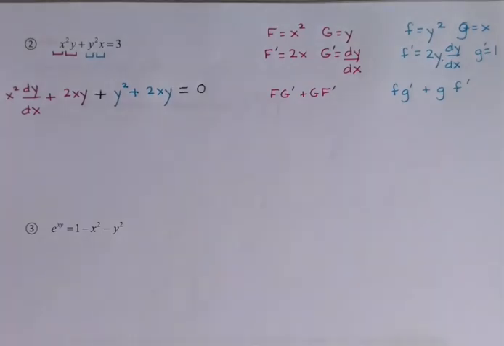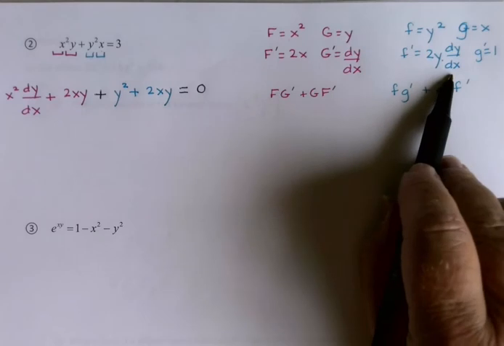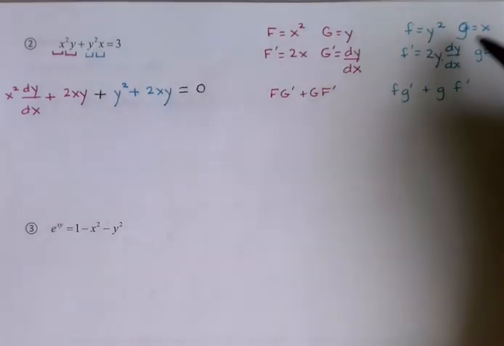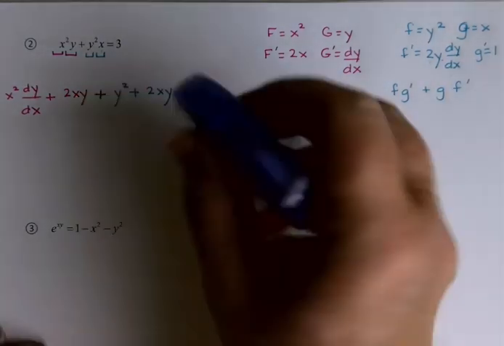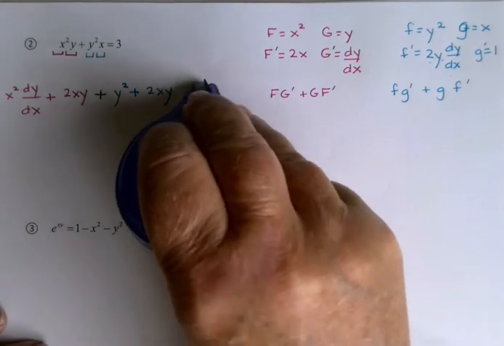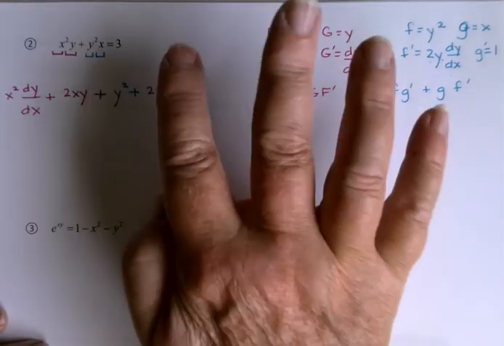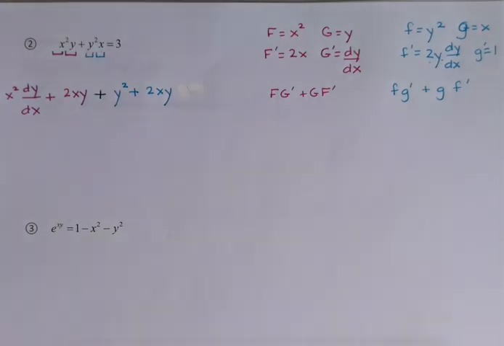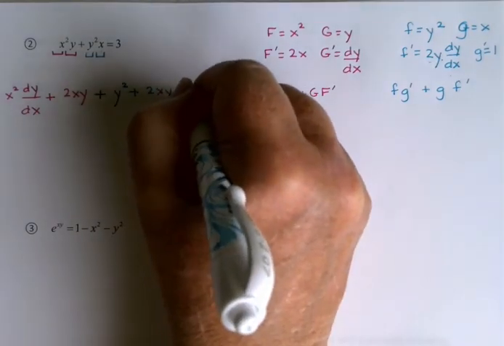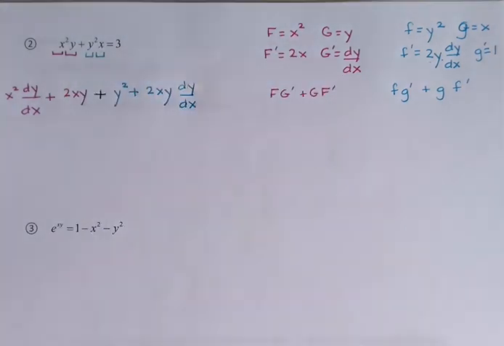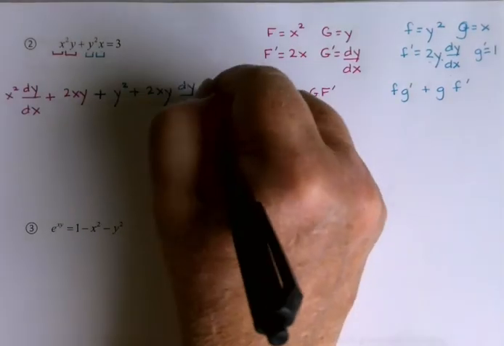So there we go again. We've just gone ahead and found the derivative all the way through. Whoops, you know what? I just left off a dy dx. Sorry about that. Right here. gf prime should have been 2xy dy dx. Let's fix that. dy dx. There we go. And that's still, of course, equal to 0 for the derivative of the 3.